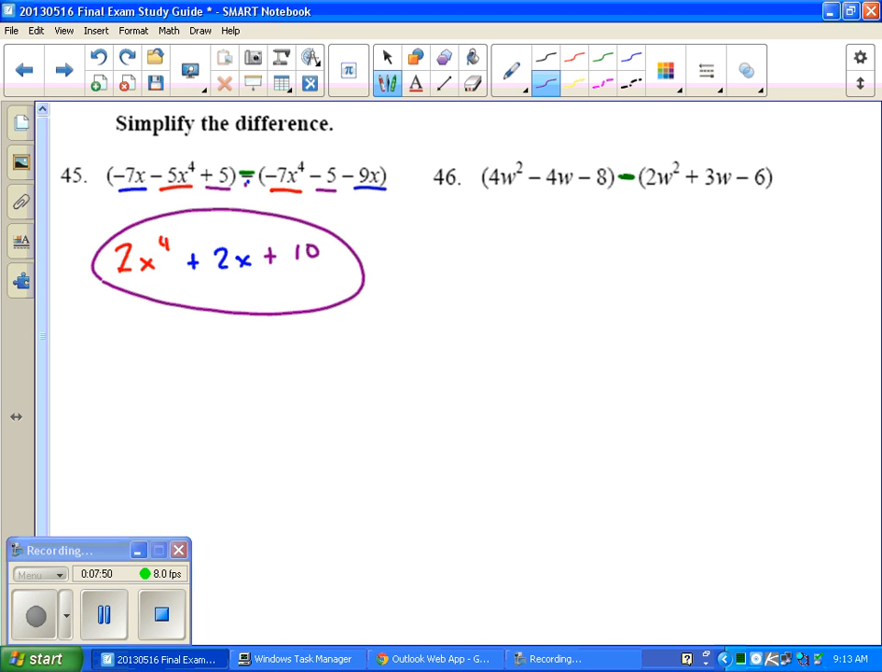Do the same thing with the next one. Your highest exponent value is 4w squared minus 2w squared. 4 minus 2 is 2w squared. Your next highest exponent is negative 4w to the first minus 3w. So negative 4 minus 3w will be negative 7w. And then your last one is negative 8 minus negative 6. Minus the negative again means plus 6, so negative 8 plus 6 is negative 2.